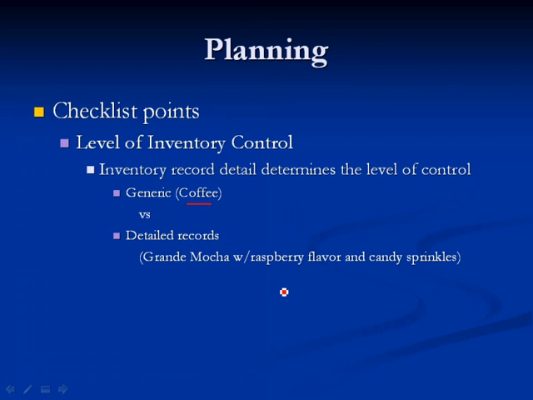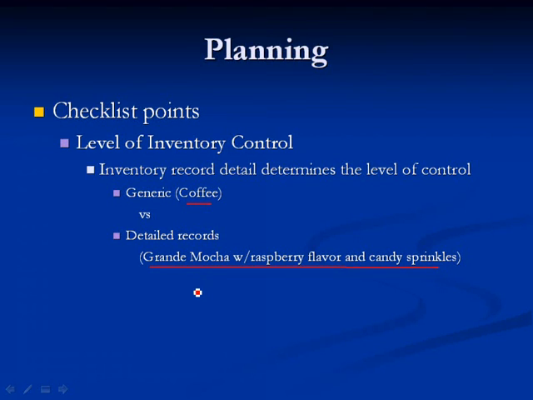Now let's say that you have a cafe and selling coffee is very important to you, and you sell many different kinds of coffee, and knowing which coffees are selling over another is very important to you. In which case you may create a record that says Grand Mocha with raspberry flavorings and candy sprinkles. Know that you probably will also be creating many other records thereafter. One that says medium mocha with raspberry flavors, small mocha, orange flavor, candy sprinkles, no candy sprinkles. So every variation on a theme.